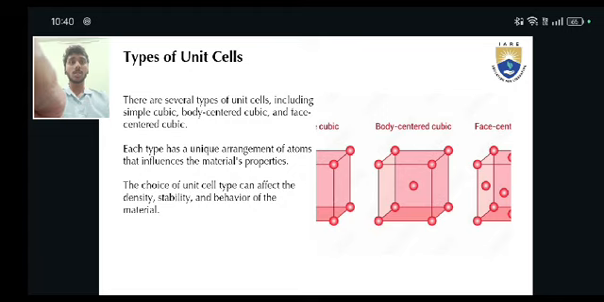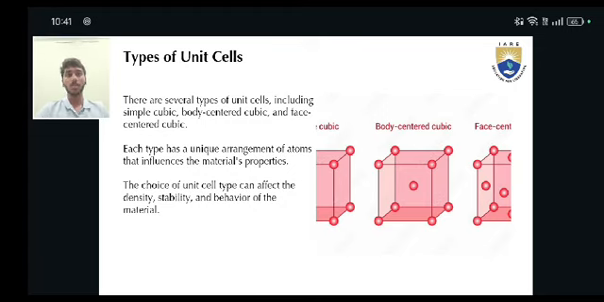Centered unit cells. Second, centered unit cells. These unit cells have additional atoms positioned at specific points within the cell, apart from the corners. In that, we have different types. First one is body centered cubic. In body centered cubic, in addition to the atoms at the corners, we have one additional atom located at the center of the unit cell.